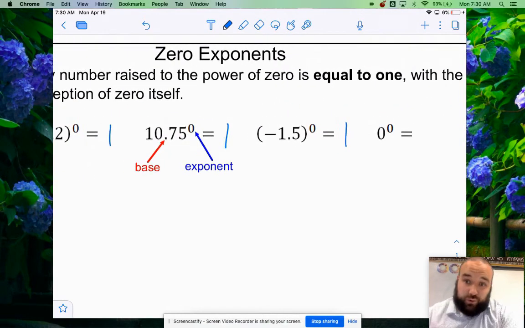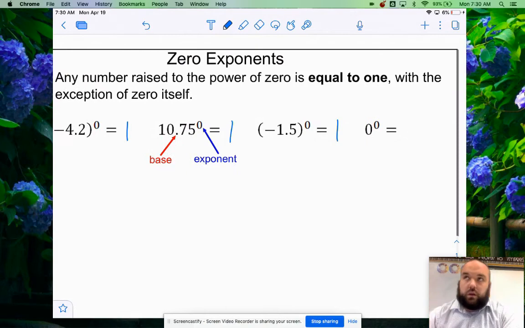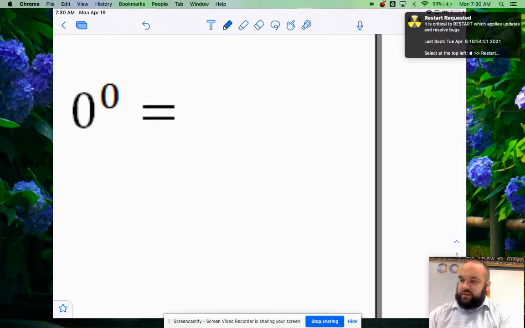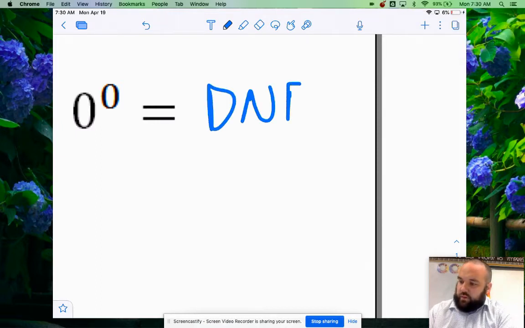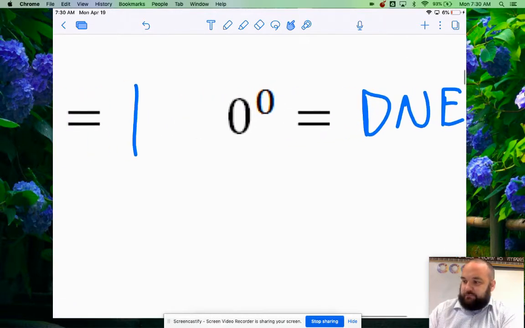The exception to that rule is 0 to the 0, and that's because 0 to any power is 0, but any number to the 0 power is 1. Which one of those wins out? This is one that we're not going to fight over. There's a couple different ways of thinking here. We're just going to say that does not exist. Okay, so 0 to the 0 power does not exist.